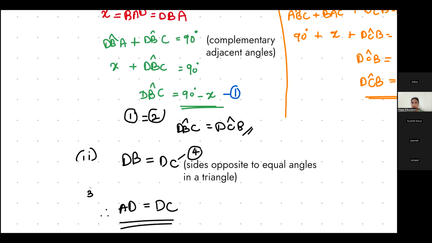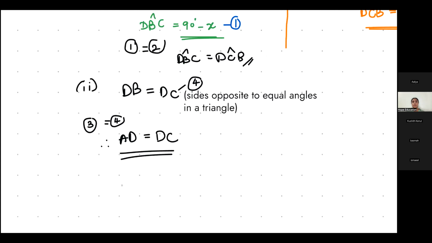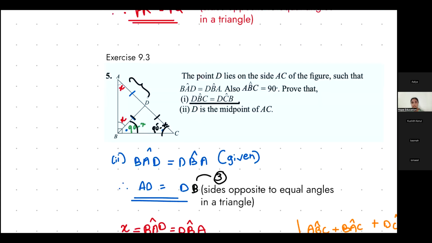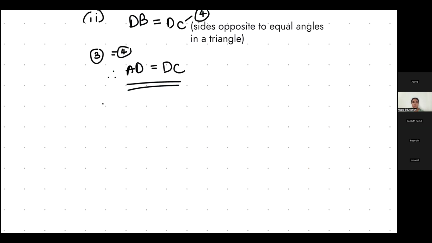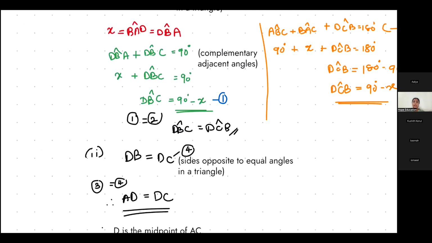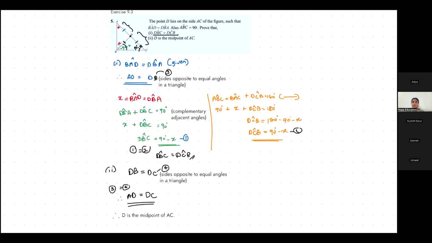AD equals DC means if this is equal to this, that means D is the midpoint of AC. Therefore, D is the midpoint of AC. Is that clear, Lamai? Others? Okay. So, can you all do the corrections in 2 minutes so that we can then move to inverse proportions?